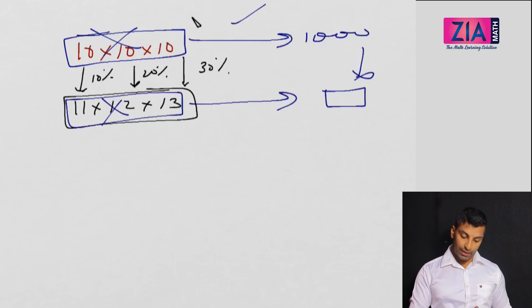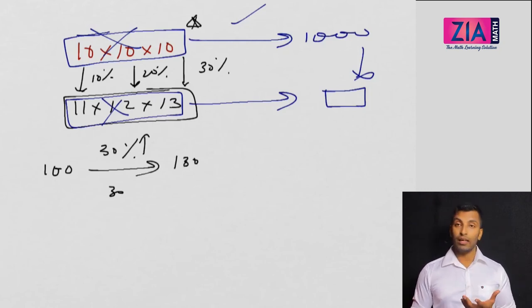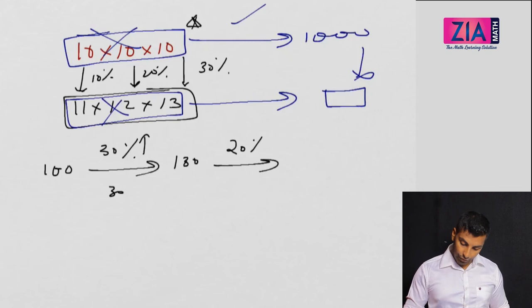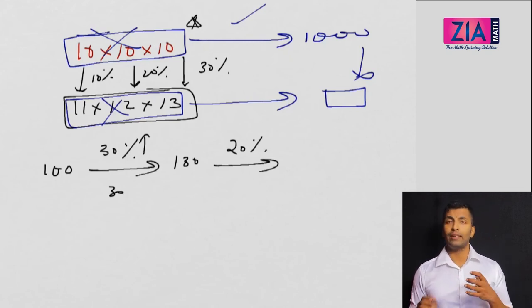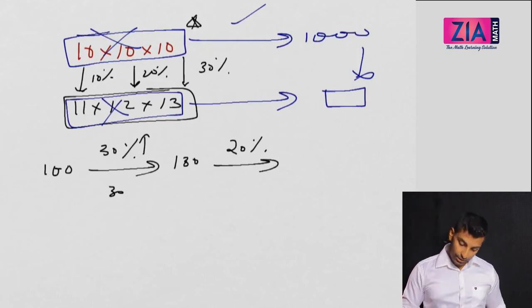What we do is we assume that this is 100%. From that, what is the change? So 100% was the initial case. Now you can see what is 30% increase. So 30% of 100 means 30. So it becomes 130. Then you can see what is 20% of 130. So how will you calculate that? 10% of 130 is 13, 20% means 26. So what you'll get is 156.